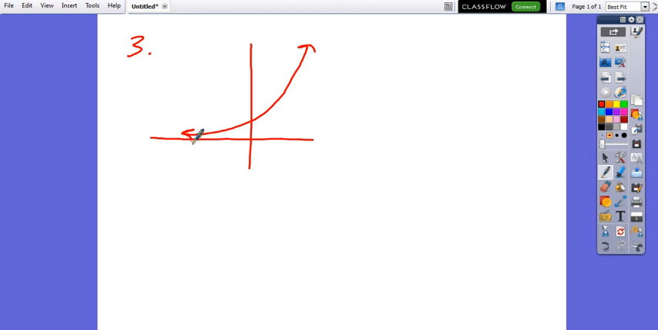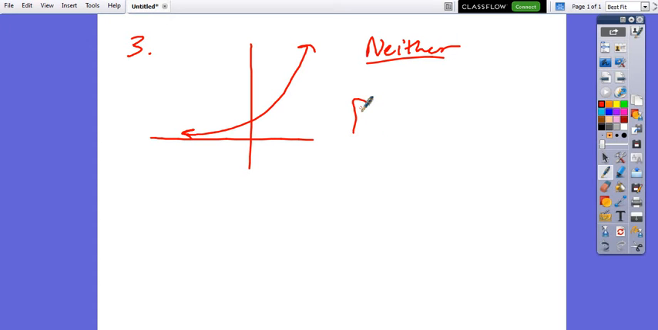Exactly. You cannot cut it in half with the y-axis as a line of symmetry, and you cannot rotate it 180 degrees and have it land back on itself. So therefore, it is definitely neither. Now we still have to show why. So we're going to plug in negative x.